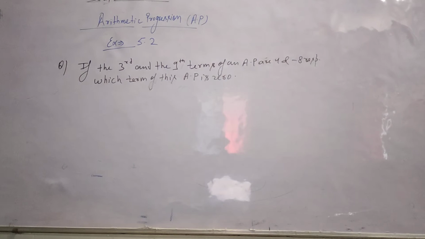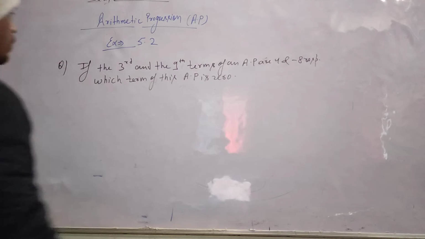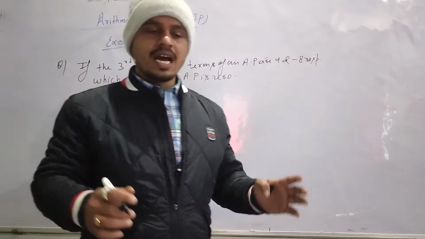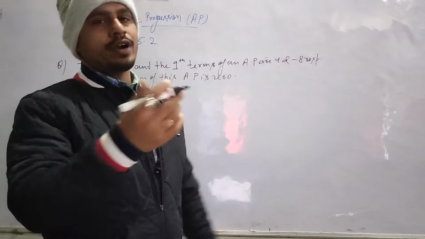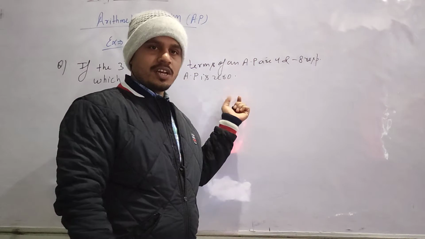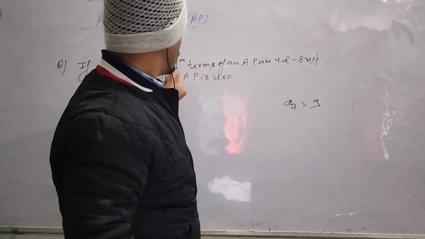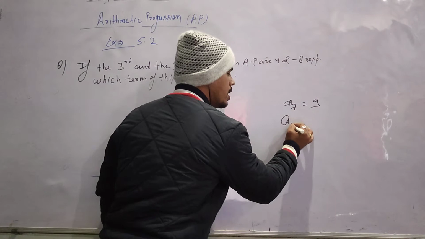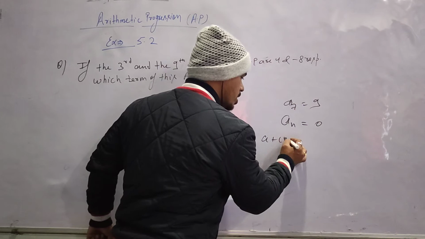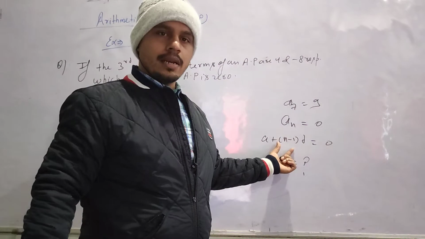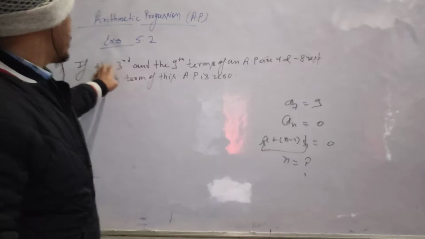To find which term of this AP is 0, firstly we have to find the values of a and d, and after that we have to find n. Because if I tell you the 7th term of the AP is 9, then we write a_7 = 9. Here, if we consider the nth term of the AP is 0, then a_n = 0 is given, and applying the formula a + (n - 1)d, we have to find n. To find n, firstly we have to find a and d. How to find a and d in this question? You are given the 3rd and 9th terms of an AP.